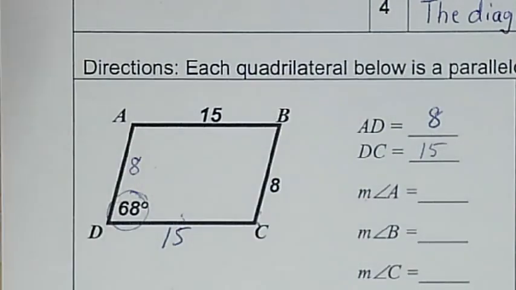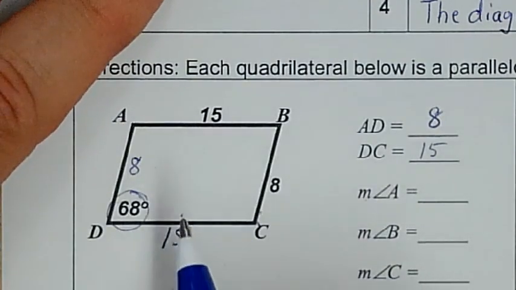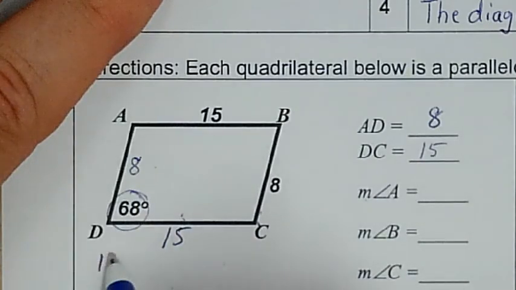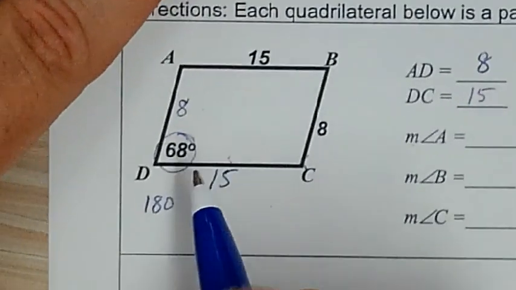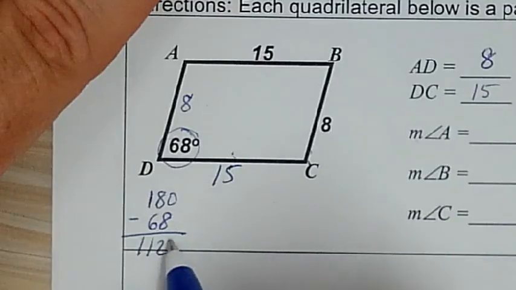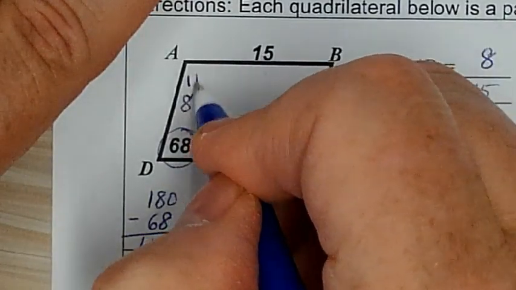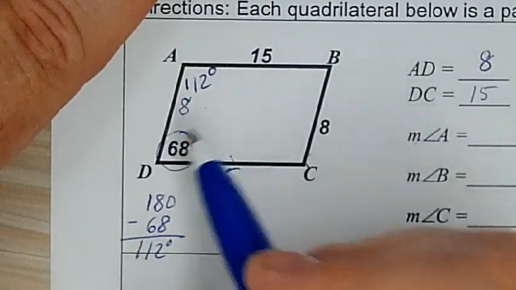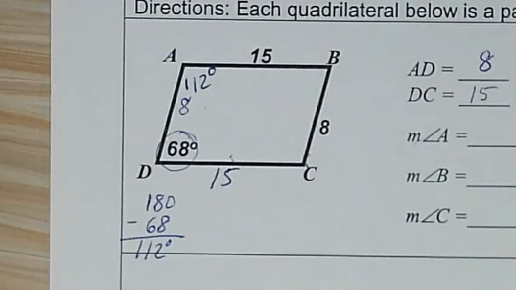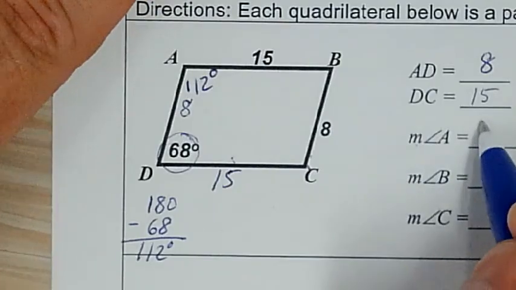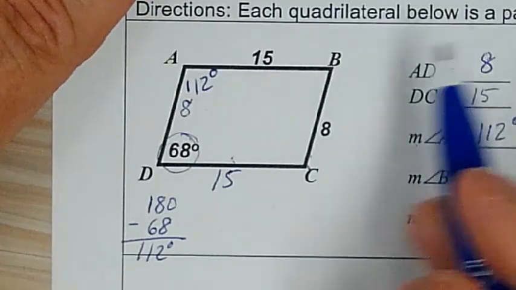That's correct. Because if these two have to add up to be 180, then if we take 180 minus 68, we're talking about 112 degrees. That's got to be 112 degrees. Because what's 112 plus 68? 180, thank you. And consecutive angles are supplementary. As a matter of fact, we could put right now this is 112 degrees. Now what about angle B, which is way across on the opposite side? So what is B?